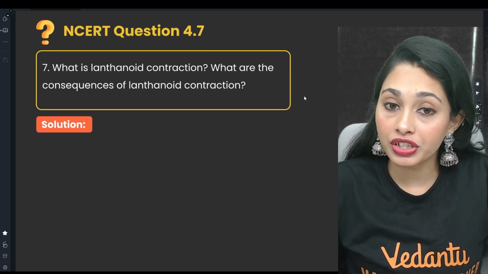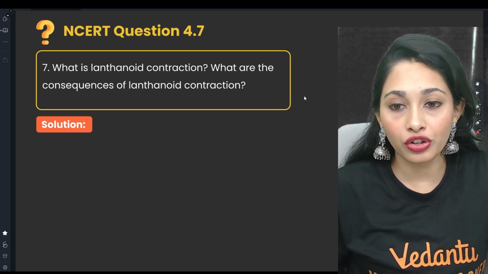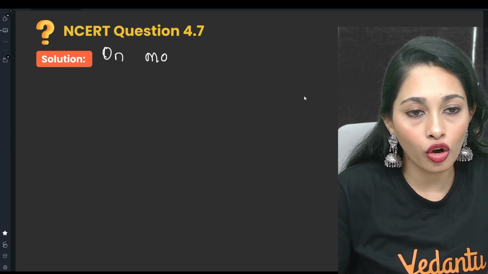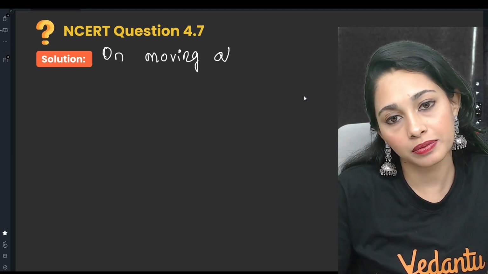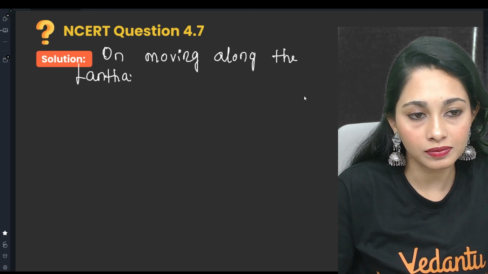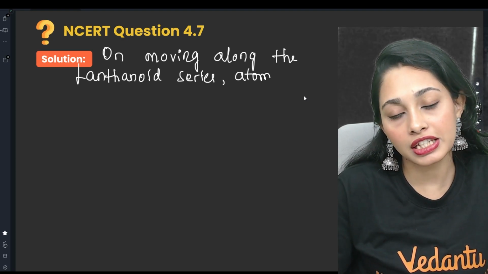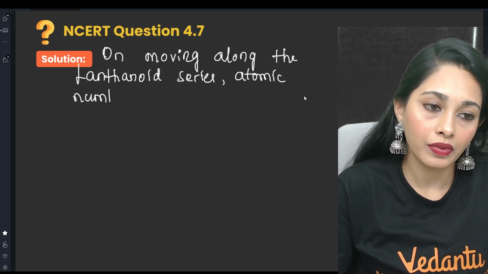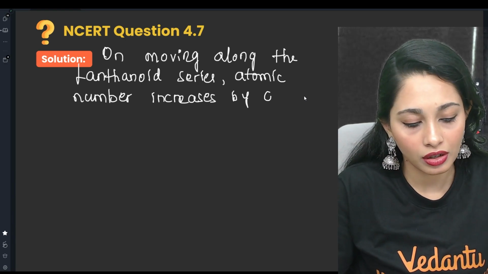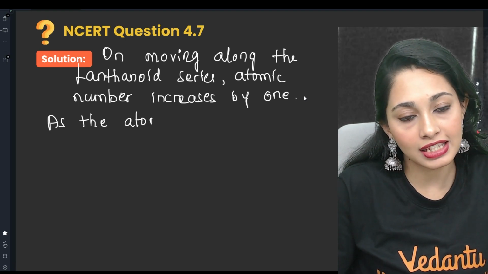What is lanthanoid contraction? What are the consequences of lanthanoid contraction? First, let's learn about what is lanthanoid contraction. Let me start with a new page here. On moving along the lanthanoid series, atomic number increases, and it increases by 1.